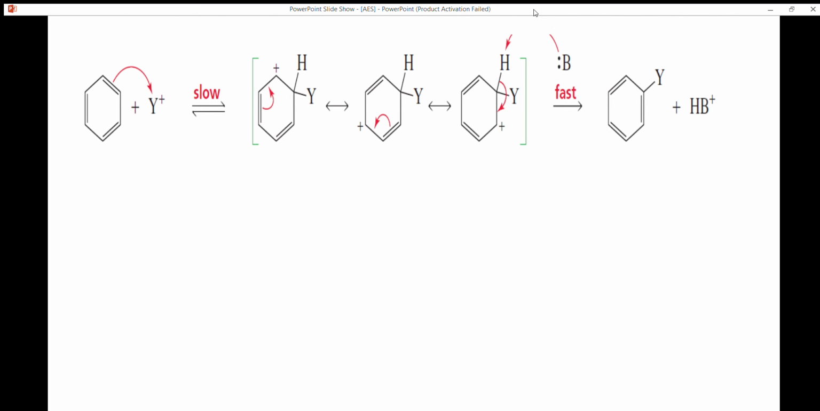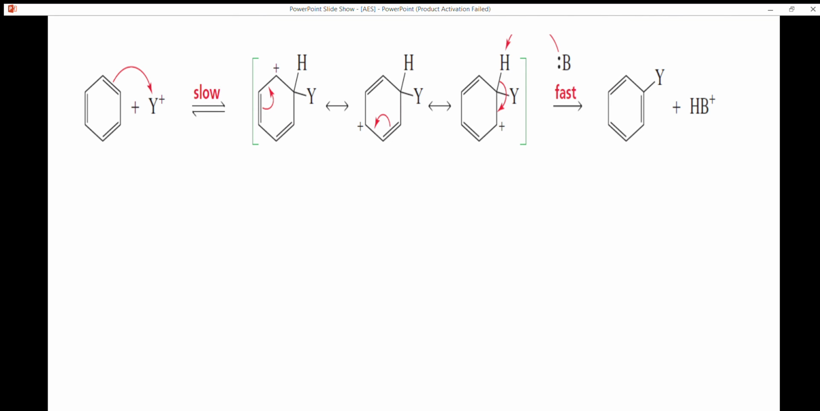As you know, this loss of proton can be handled by the base. It is a negatively charged species which is originated from the initial step of electrophilic substitution reaction. So the base can trap your proton, which will ultimately lead to the migration of these pair of electrons and form a stable substituted product. This is an overall representation of electrophilic substitution reaction.